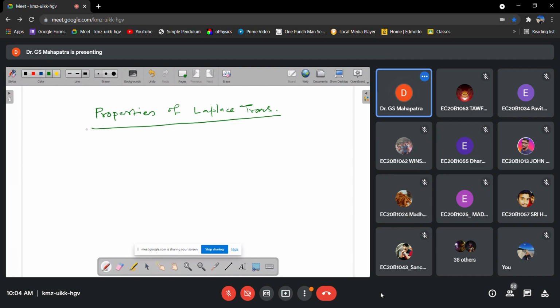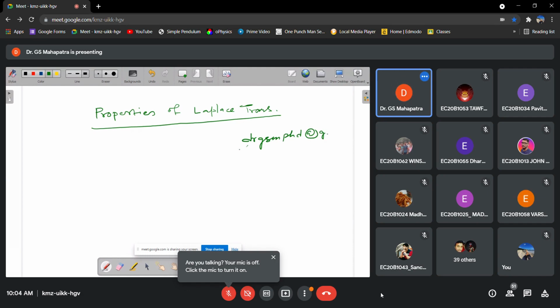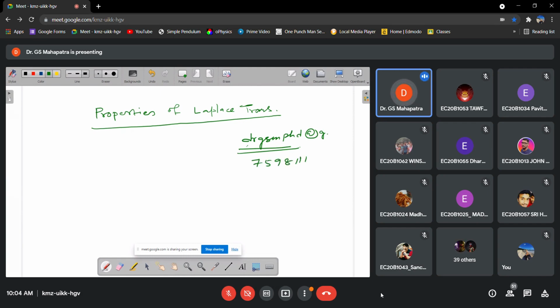One more point. Don't send any mail to my gsmahapatra@gmail.com. You have to send all correspondence to trgsmphd@gmail.com, this one only. And my WhatsApp number is 97598111189. Clear? So don't send any mail to the first address, it will not be recorded. Don't send to that one.